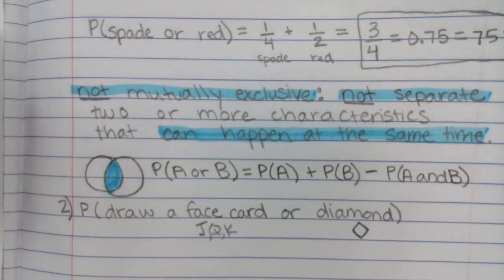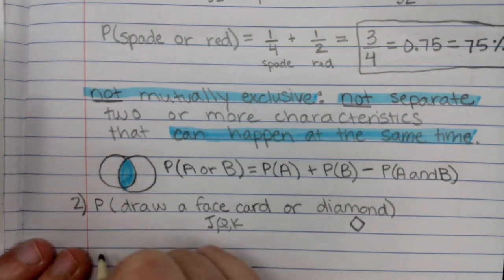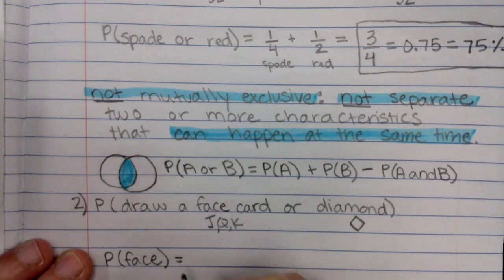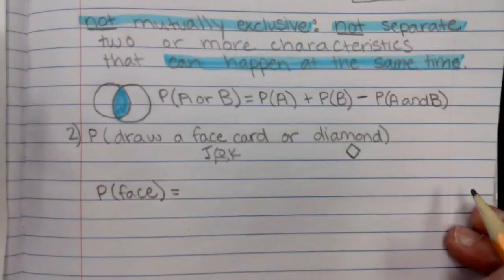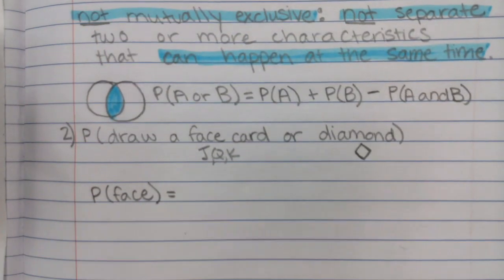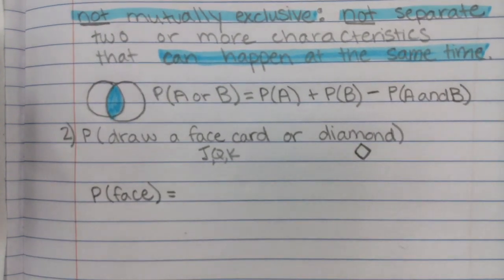So the first thing we're going to do is find our probability of a face card. I just put face, not face card, because I was lazy. So how many face cards are there in the deck? Jacks, queens, and kings. We have 3, 3, 3, and 3, so all together that would be 12. So we have 12 out of 52. Do you want to simplify that or just leave it? I'm good with just leaving it. Okay, we'll simplify it later.